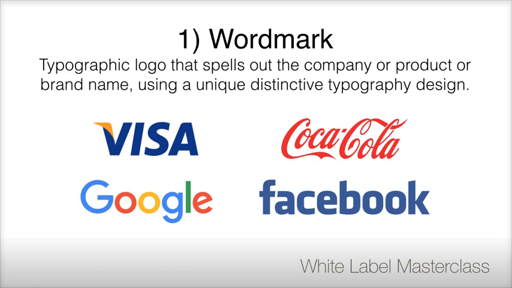These are typographic logos that spell out the company or product brand name, and they use a unique, distinctive typography design. Here are the examples, like Coca-Cola. When you see the typography, even if Coca-Cola isn't written, even if you see something else, your brain is going to see Coca-Cola. Maybe the other examples are not as strong, but Facebook, Visa, Google, as you see, the typography is part of the logo. So that's the first type, called wordmark.